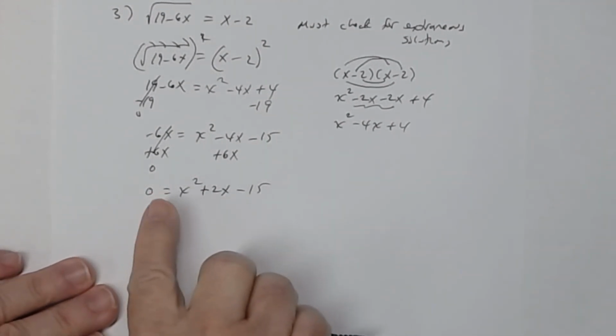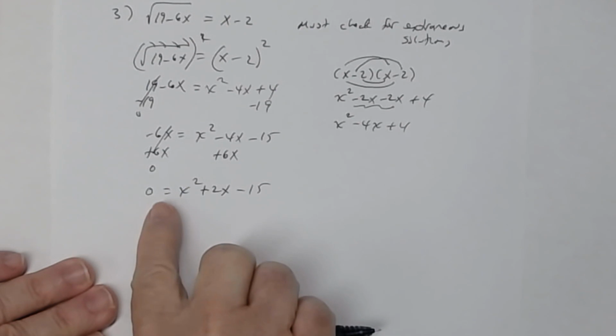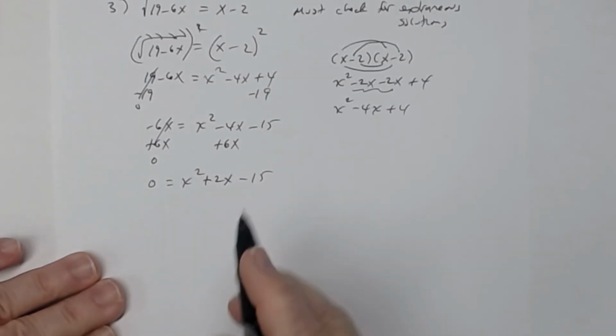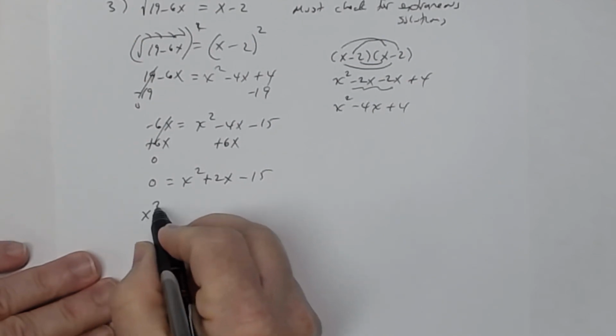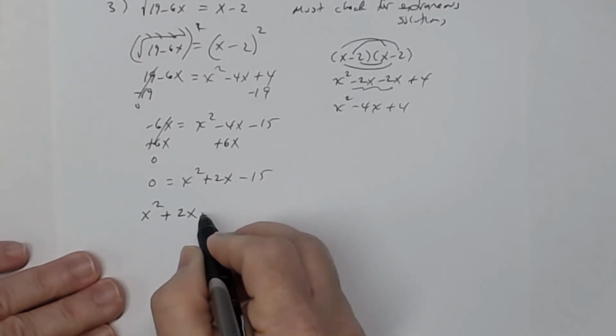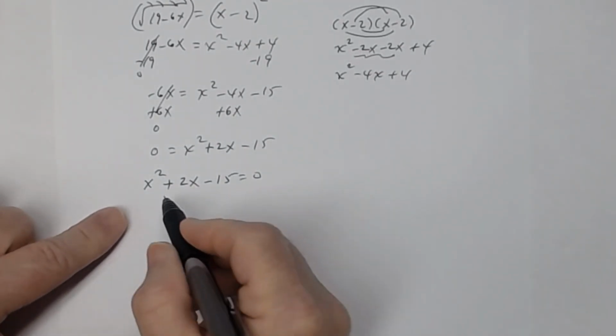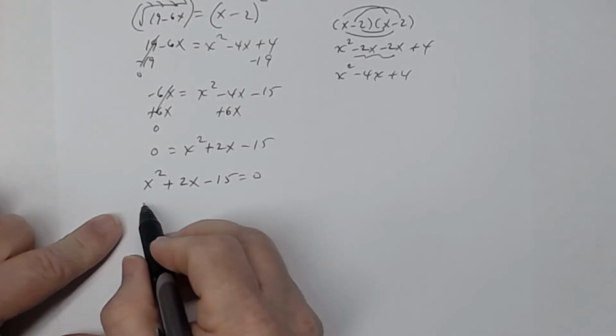I'm going to rewrite this because when we have a quadratic equation, we normally prefer to have 0 on the other side. But it doesn't matter. You could leave it like this. But I'm just going to transpose the sides. So I get this. And now this is factorable. Or you could use the quadratic formula. It does not matter, but it is factorable.